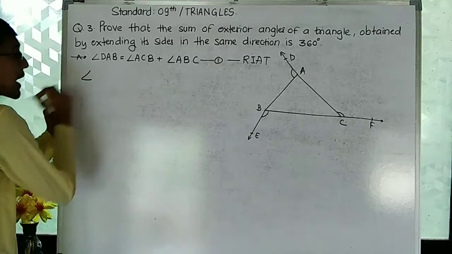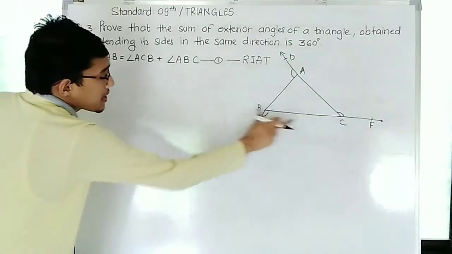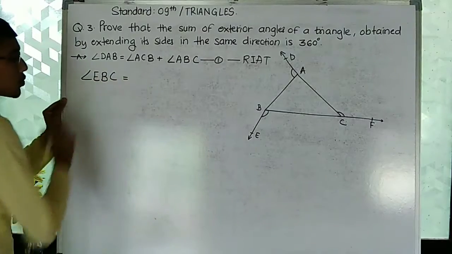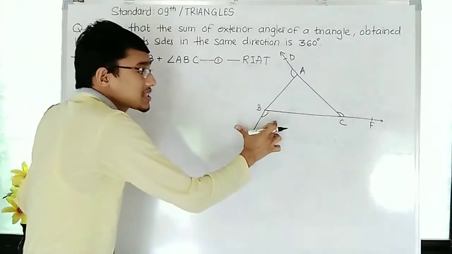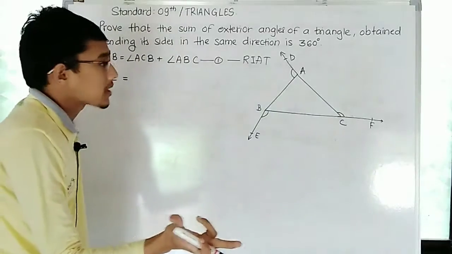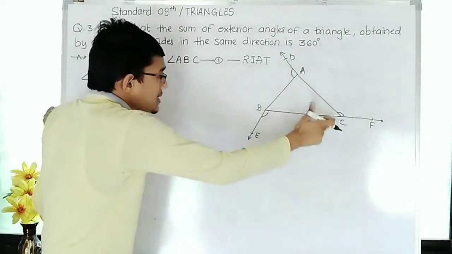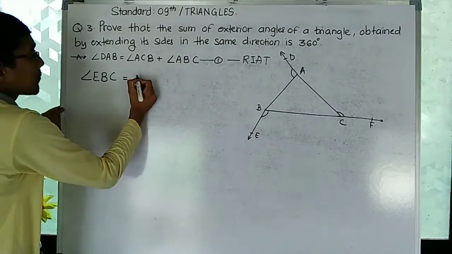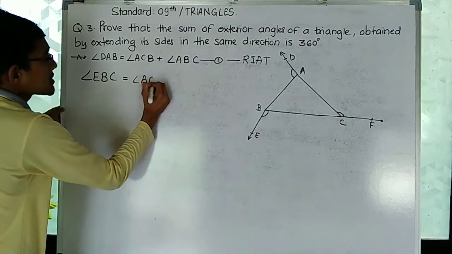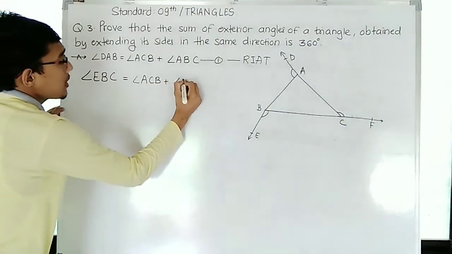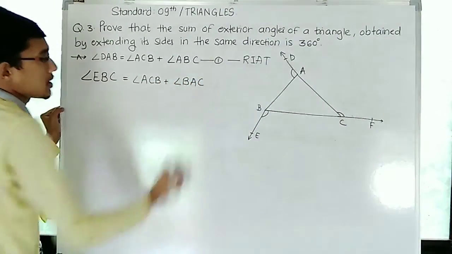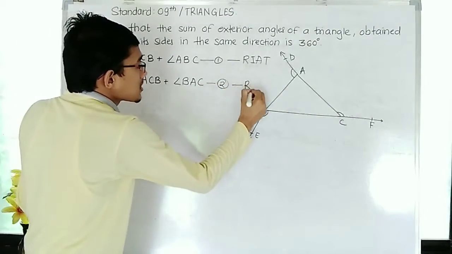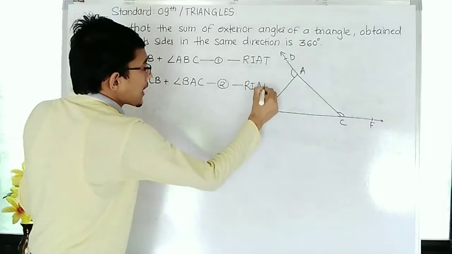Now I will take angle EBC. Angle EBC is equal to, now for this exterior angle, my remote interior angles are angle BAC and angle ACB. Okay, so I will write angle ACB plus angle BAC. Okay, this will be my equation number 2 and the reason is going to be the same, remote interior angles theorem.